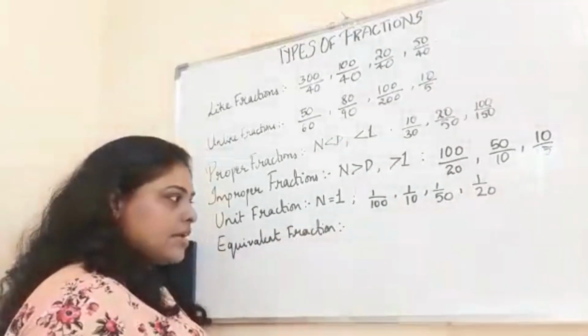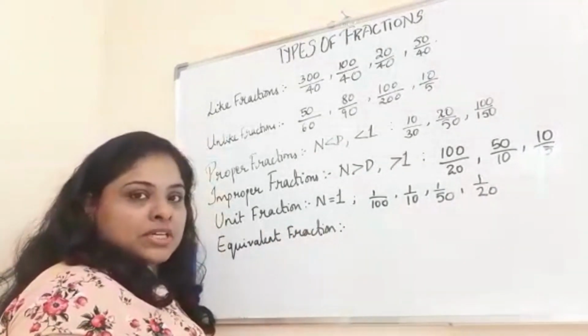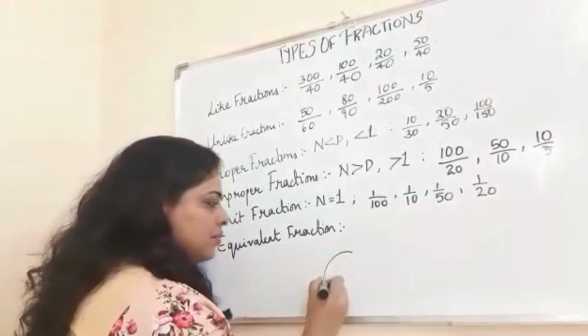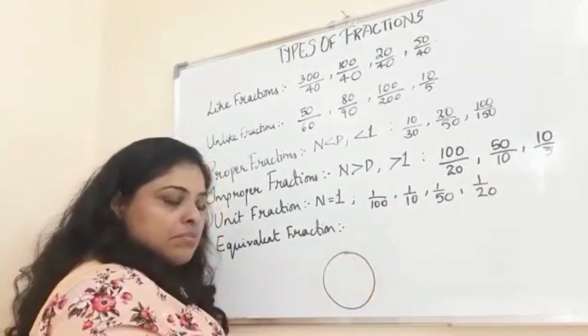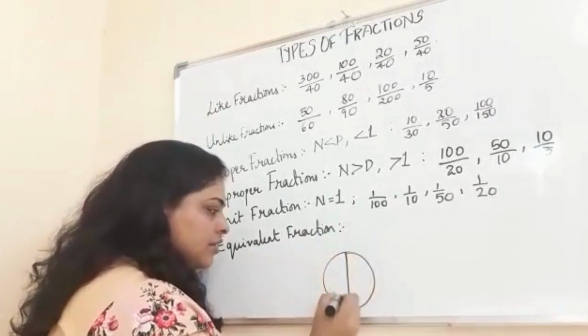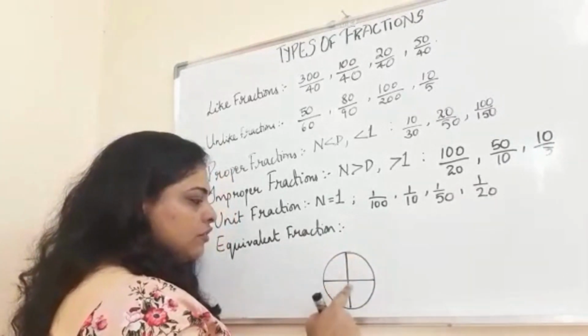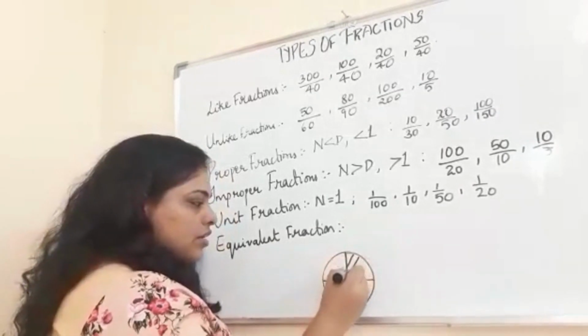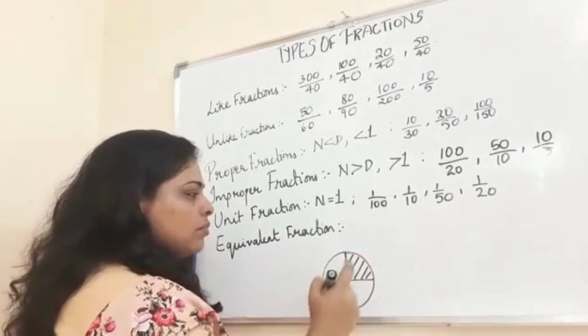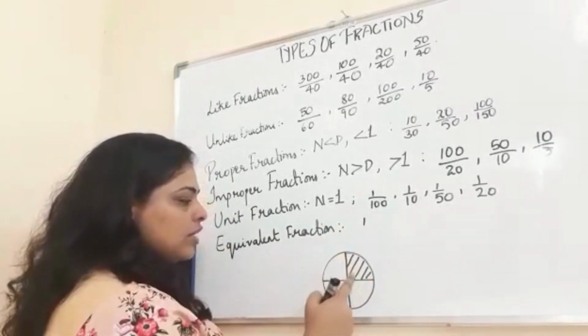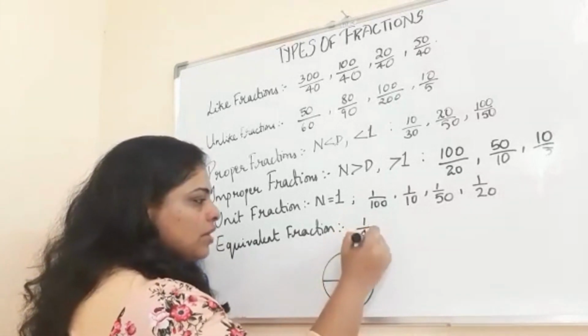I'll give you another example. Everyone likes pizza. If you take pizza here, from the same pizza, usually we divide a square. How many parts are there? 1, 2, 3, 4. Now we try to shade a few parts. So how many? 1 part is shaded out of how many? 1, 2, 3, 4. So 1 by 4.